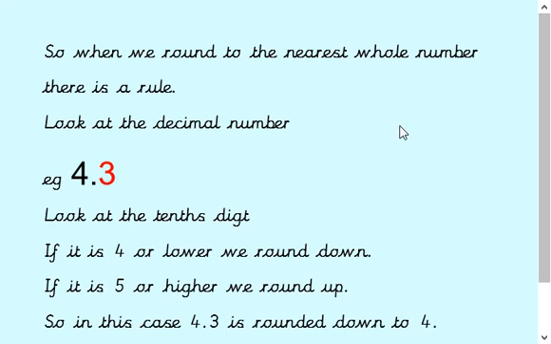When we look at the nearest whole number, there is always a rule. If we look, for example, at 4.3, I want to round this number to the nearest whole number. So the first thing I would need to do is look at the tenth digit. If it is 4 or lower, we would need to round that number down. If it was 5 or higher, we would need to round it up. In this case, 4.3 would be rounded down to 4.